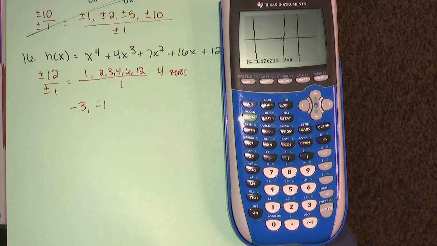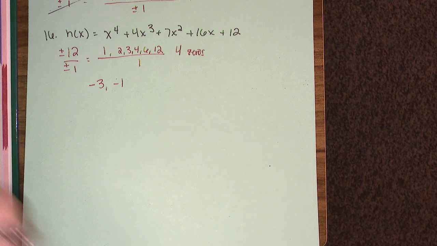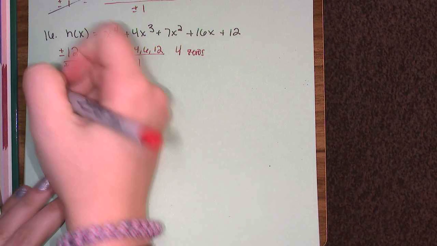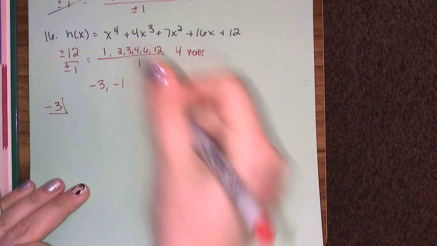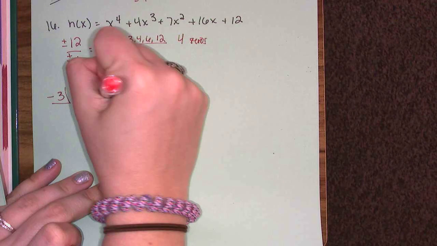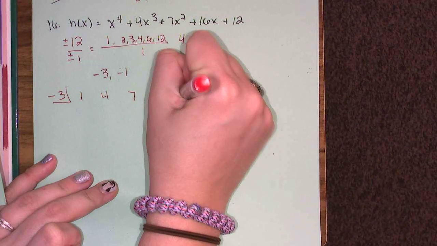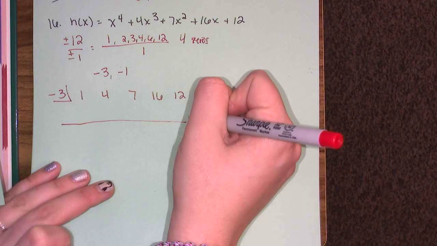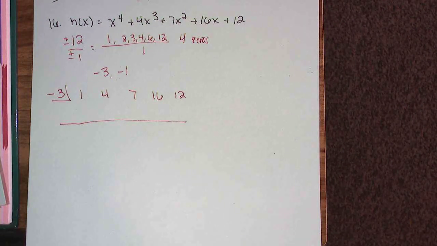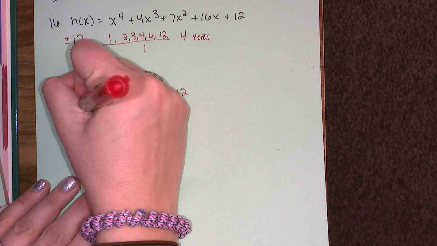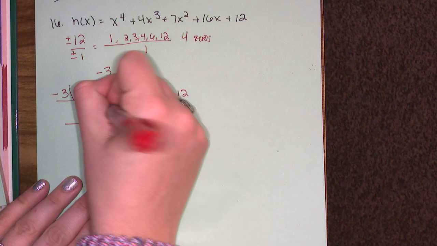Alright, so we're guessing -3 and -1, so how are we going to check them? Synthetic? You have -3 in the little box thing, and 1, 4, 7, 15, 12 on the top. So if we guess -2 and -1, or -3 and -1, does that mess up everything? Yeah. If it doesn't come out to 0, something's wrong. If it doesn't come out to 0, it's not a zero. Okay, so you guys should be able to do your synthetic at this point.